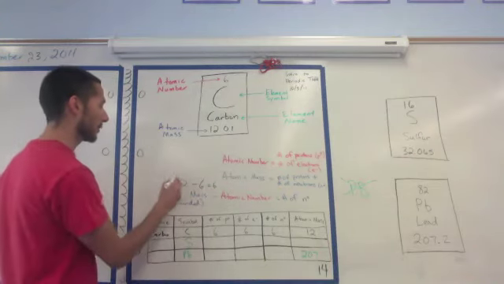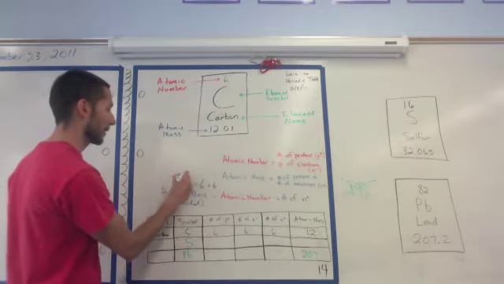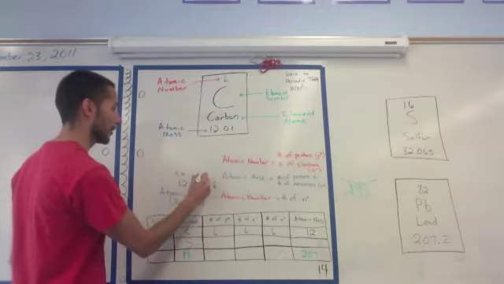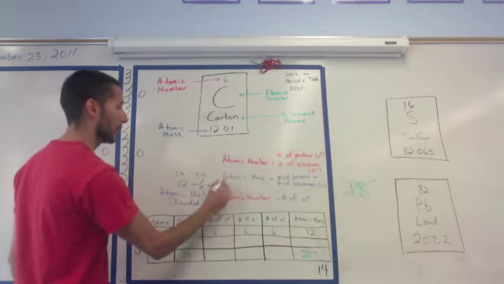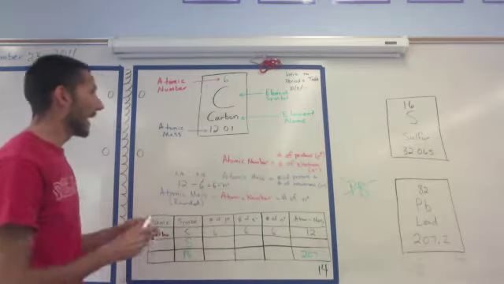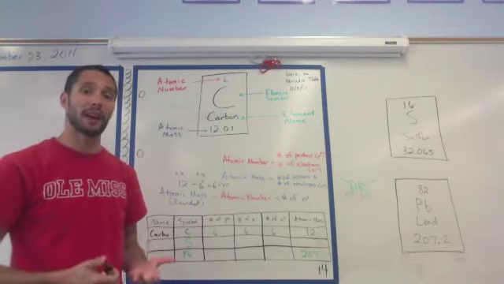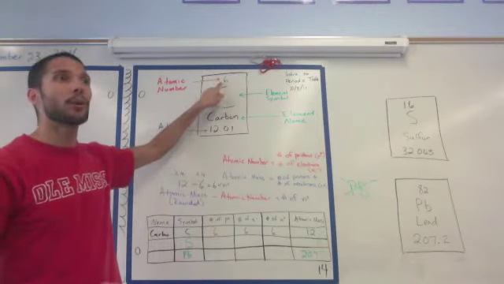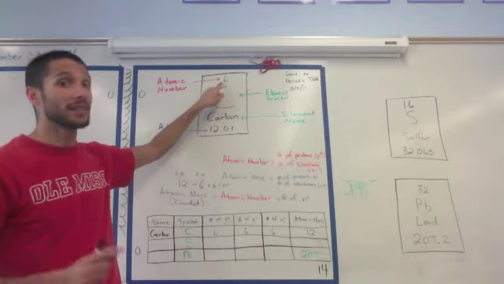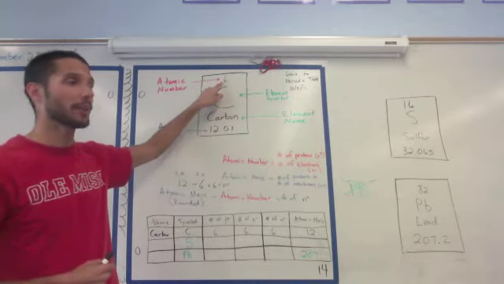That tells me, so this was the atomic mass, this was the atomic number, and this is the number of neutrons. Okay, so it just so happens that in an atom of carbon there are 6 protons and electrons, but there are also 6 neutrons. This is not always the case, but for carbon it is.